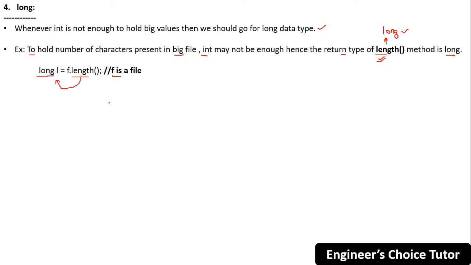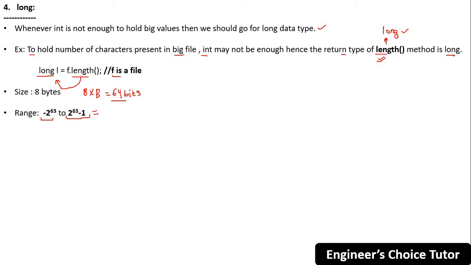Fine. What is the size of this long data type? 8 bytes. 8 bytes means how many bits? 8 into 8, right? 64 bits. Is it clear to you? Fine. What is the range? If it is 64 bits, then what is the range? Minus 2 to the power 63 to 2 to the power 63 minus 1.